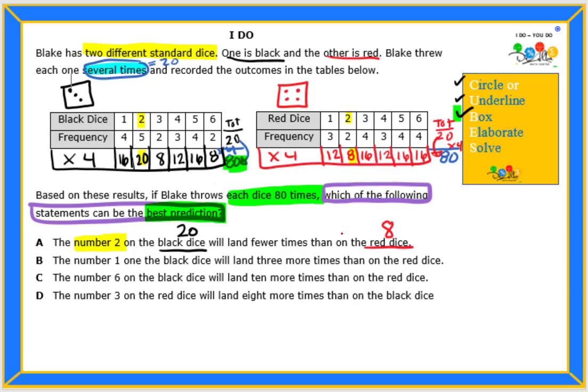And so is that fewer? So we read it from left to right. Is 20 fewer than 8? False.